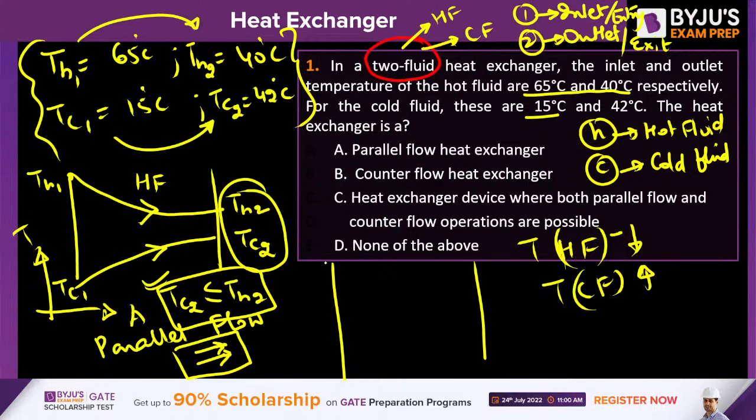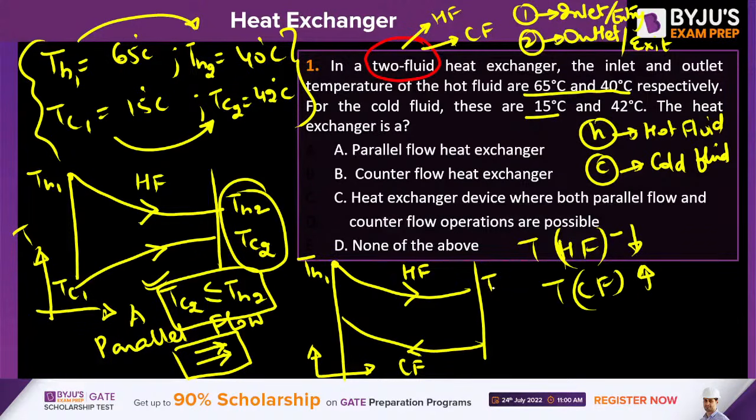If we draw the temperature profile for the counter flow heat exchanger, one fluid is flowing in positive x direction, another fluid is flowing in negative x direction. So this is how the temperature profile will look like. TH1 is the inlet temperature of hot fluid and TH2 is exit temperature of the hot fluid. TC1 will be here and TC2 will be here.